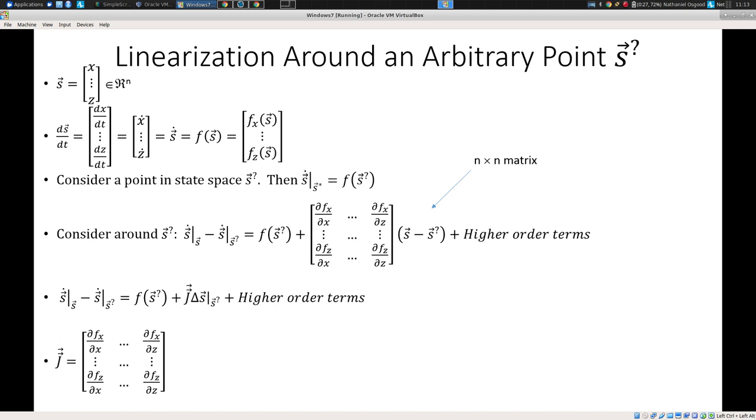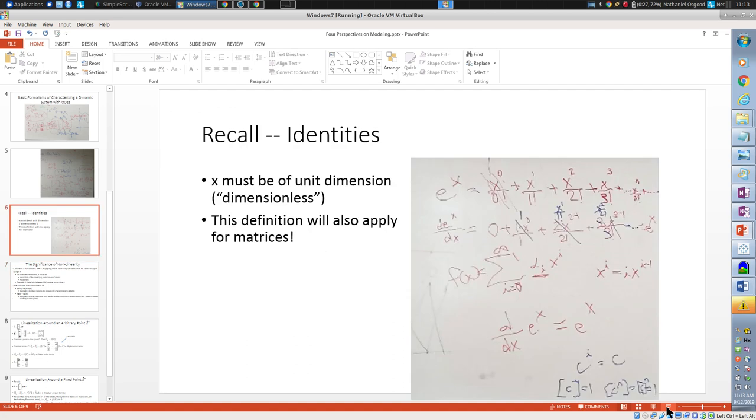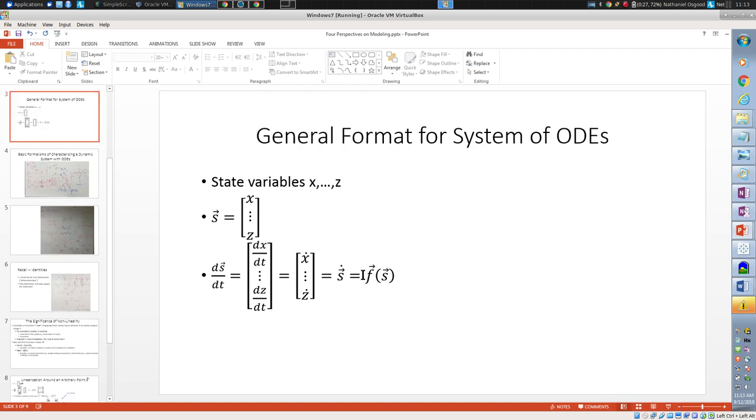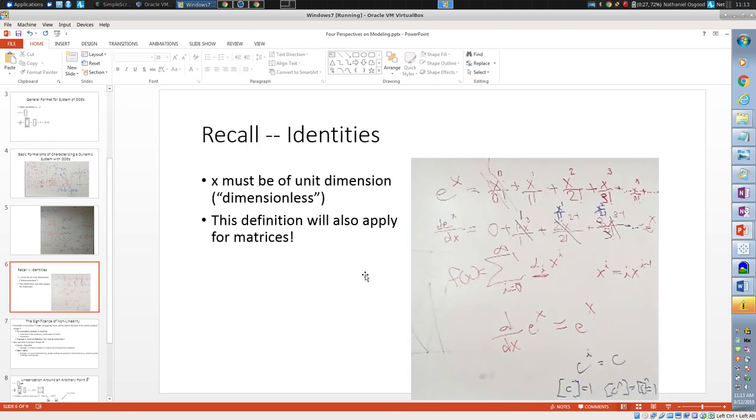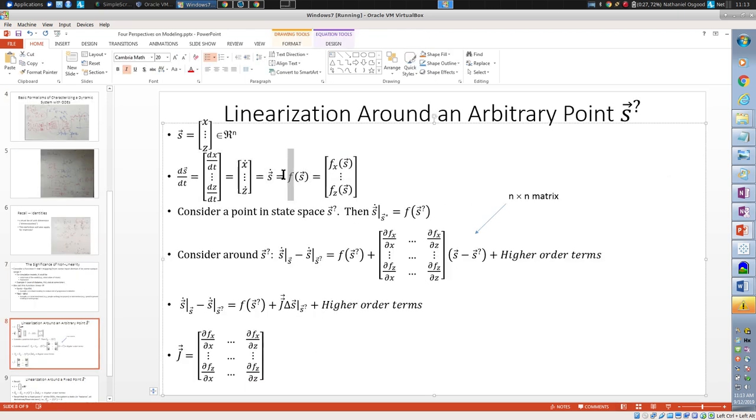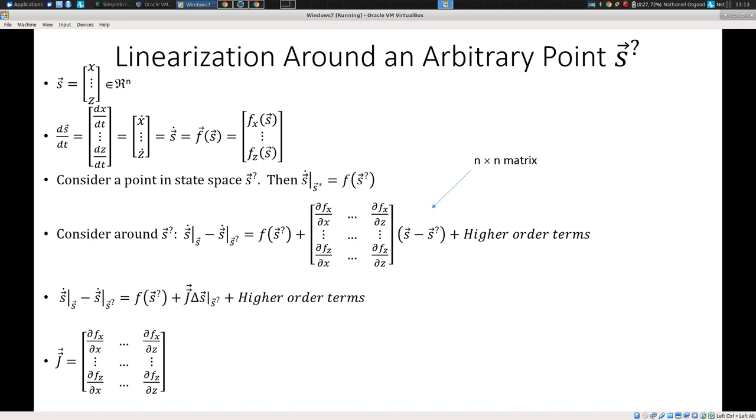An ordinary differential equation is stating that ds/dt as a vector is equal to some vector-based function of the current state s. And I prefer to write it as s dot, okay? Now, it's really important to grok that f is a vector-based function of the state s, right? So it takes in a vector s and returns a vector.